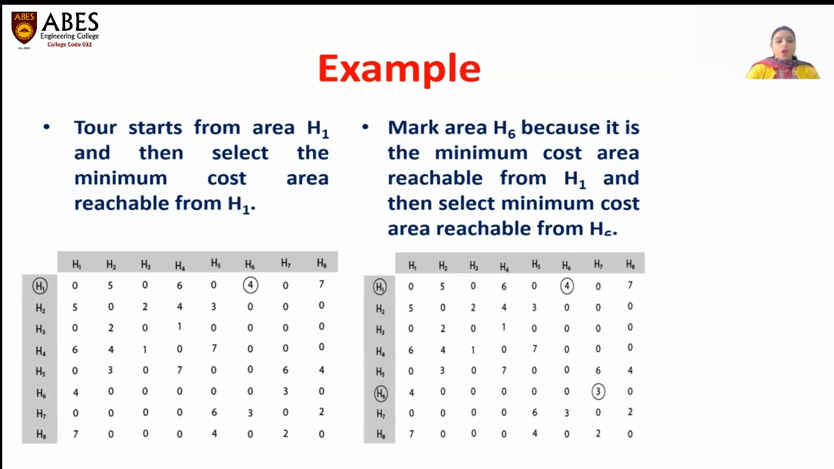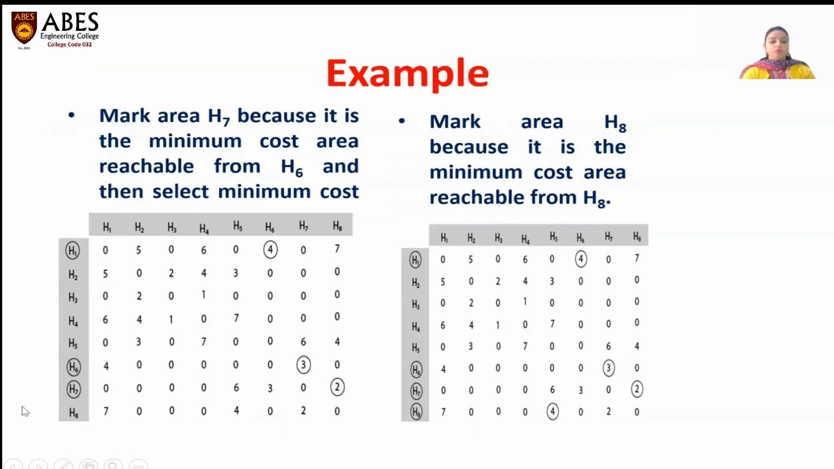Now, moving on to how a tour starts. The tour starts from city 1, that is H1, and then we select the minimum cost area. So from H1, we have to find those areas which are minimum. Out of 5, 6, 4, 7, the minimum value is 4, which is at node H6. So we'll move to H6. In H6, we have to find the minimum cost, that is 3, which is observed at H7. Now moving on to H7, we have a minimum cost of 2. Now we'll move to that, which is at H8.